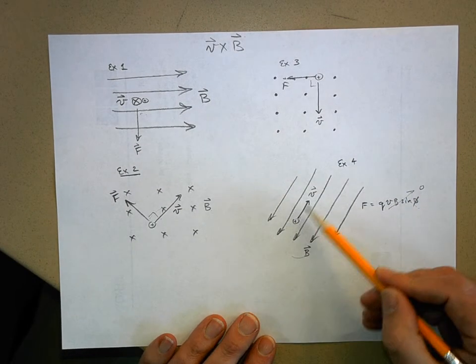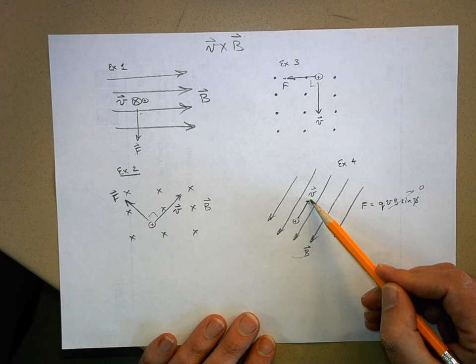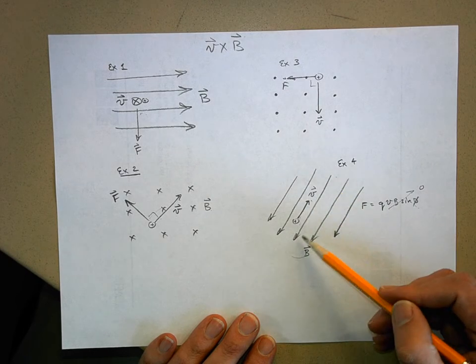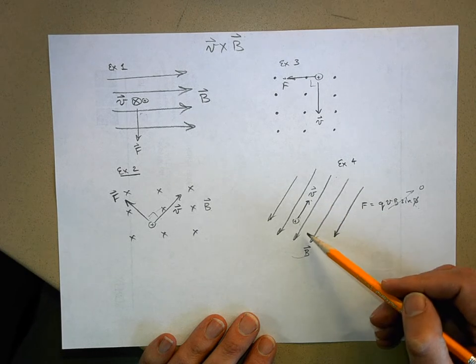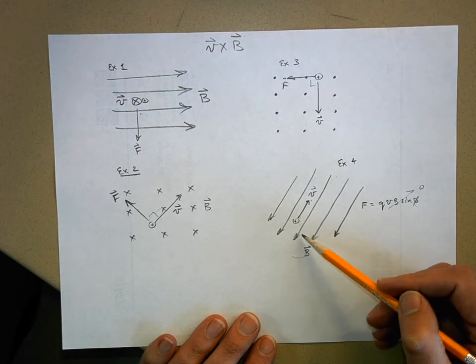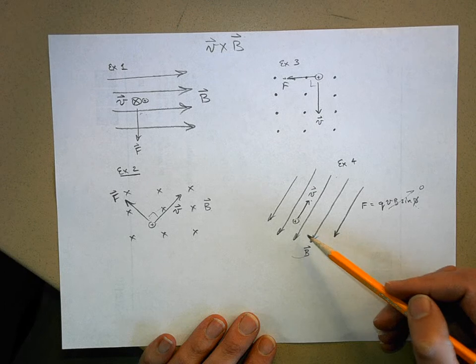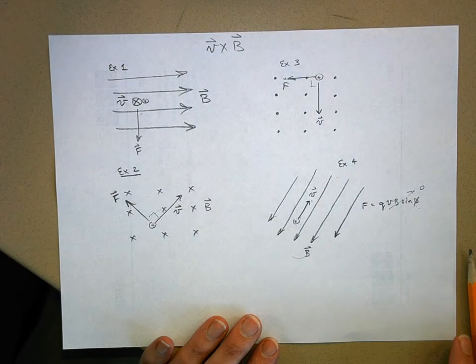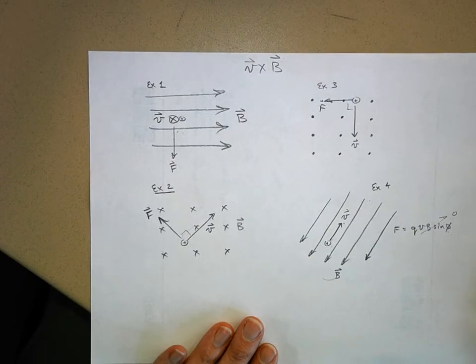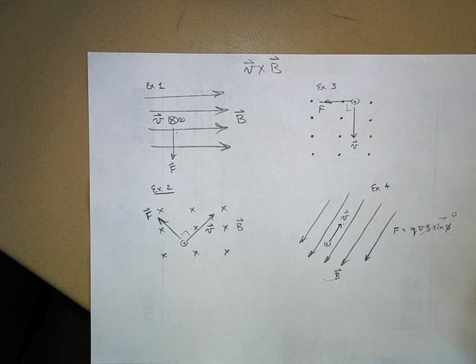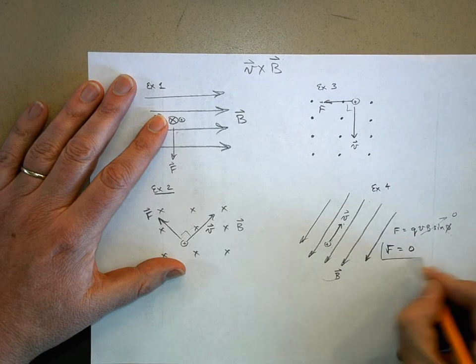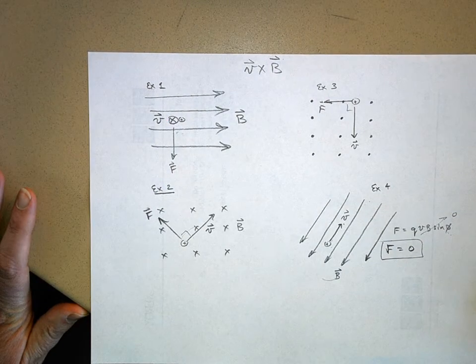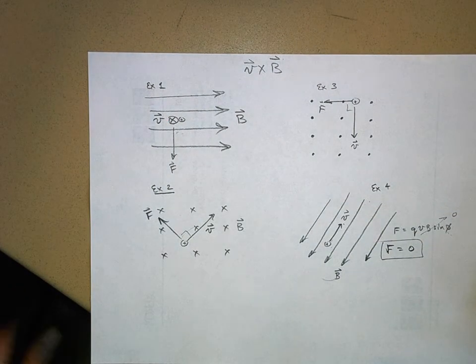In other words, if the velocity vector of the charged particle is parallel to the magnetic field vector, there's no force on it. No force on it at all. Okay? So that's the answer to those problems. So here we would say F equals 0. Okay? There's nothing to it. It has no direction or anything. It's nothing. You got nothing.